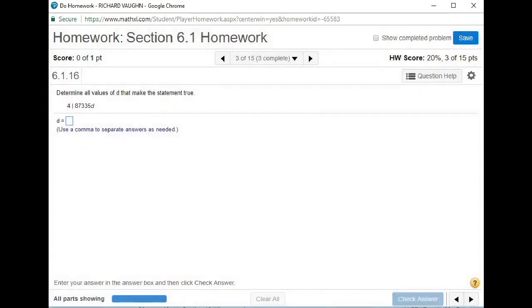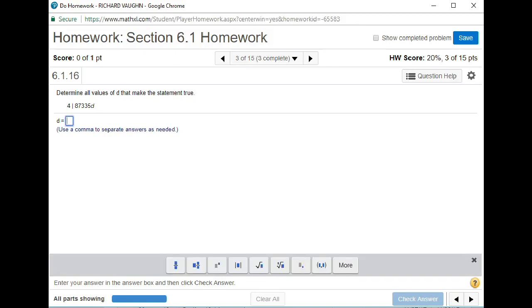Okay, determine all values of D that make this statement true. So you have 8, 7, 3, 3, 5, which is not divisible by 2. And so we need D to be some kind of a multiplier of 87,335, which is going to make this divisible by 4. And so any multiple of 4 is going to be a proper response here. So it looks to me like we can put, and I think they're only talking about single digits, so I think 4 and 8 are the two values that will work here.